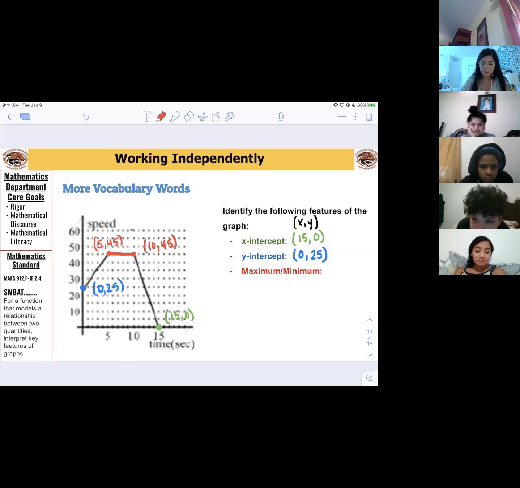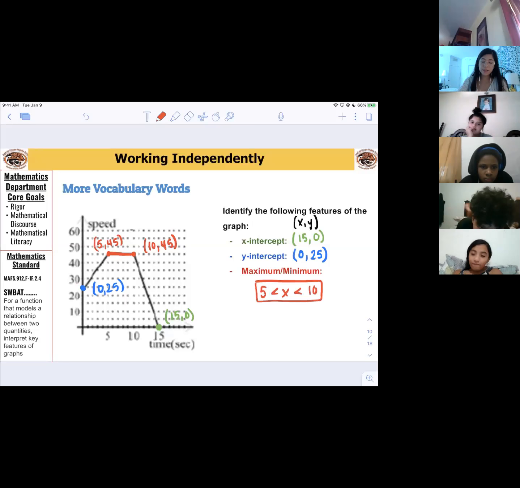Remember what we were doing just before. How would I write that as an inequality? 5 less than x less than 10. There you go. That's it. So from 5 to 10. Why not the 45? Good question.